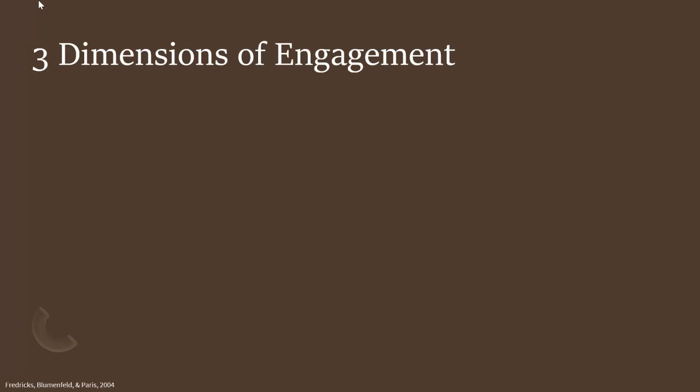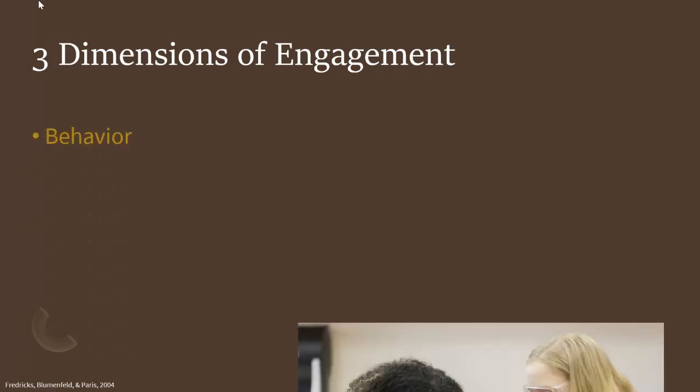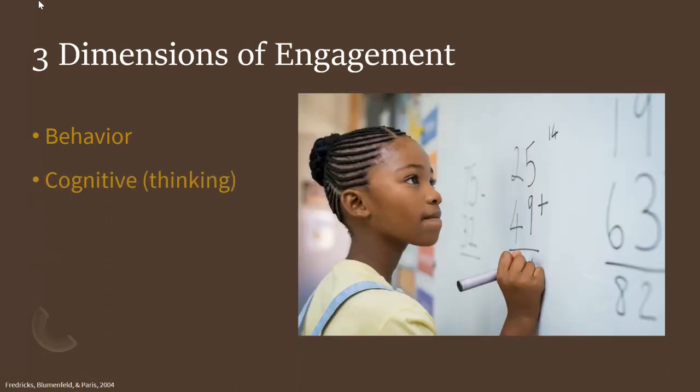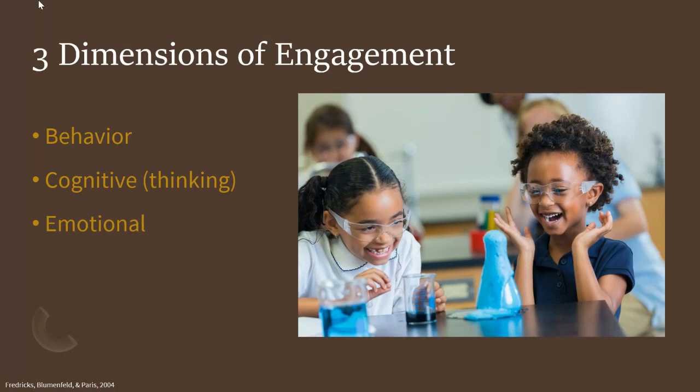Student engagement has been understood across three dimensions: behavioral, cognitive or thinking, and emotional. Behavioral engagement means focusing on participation in academic, social, and co-curricular activities. Cognitive engagement focuses on the student's level of investing in their thinking and learning. Emotional engagement focuses on the extent and nature of positive or negative reactions to all the components of school. You're asking, how do they feel about school? Now let's look at them individually.